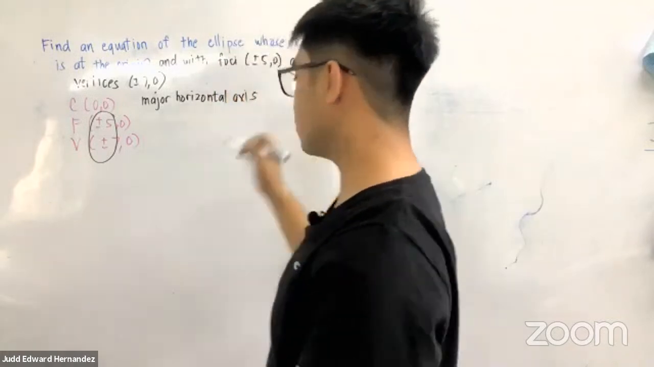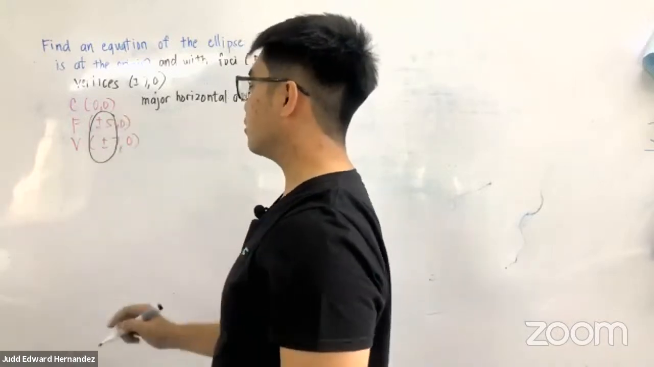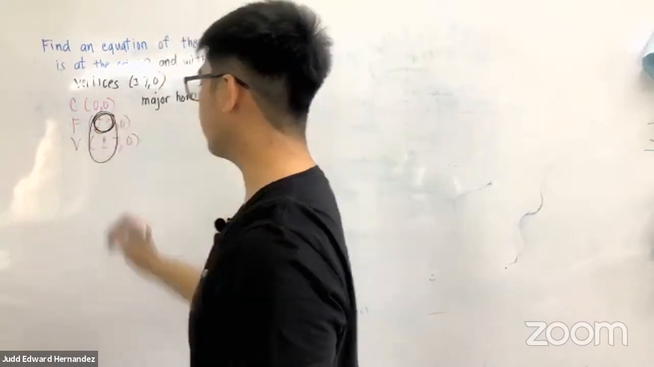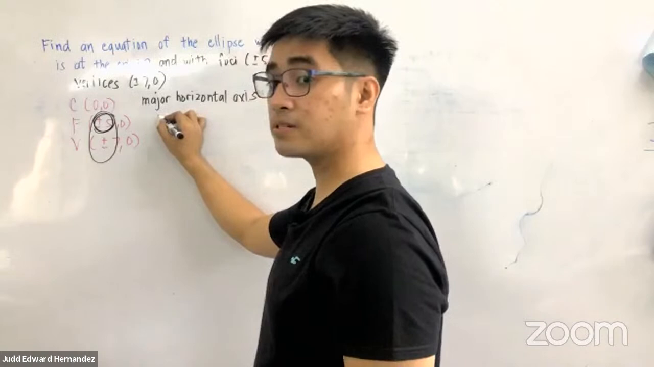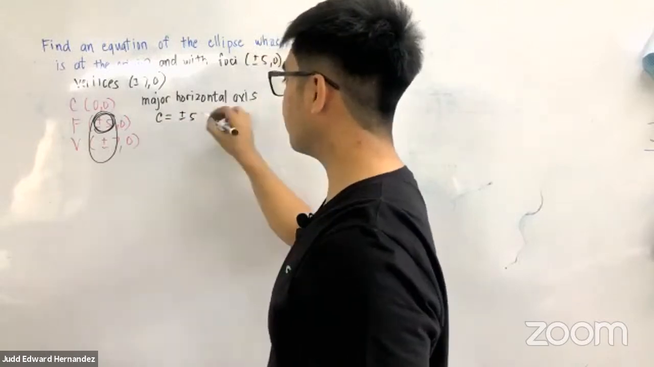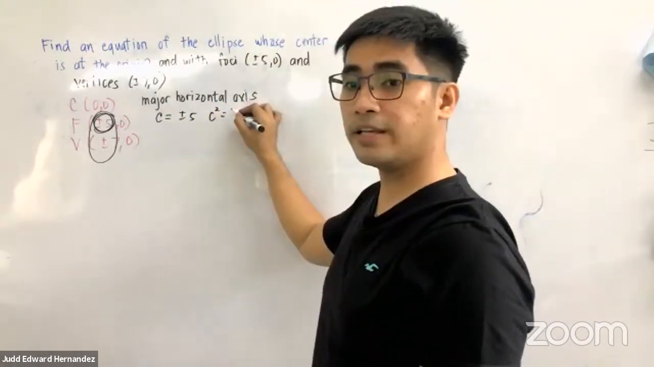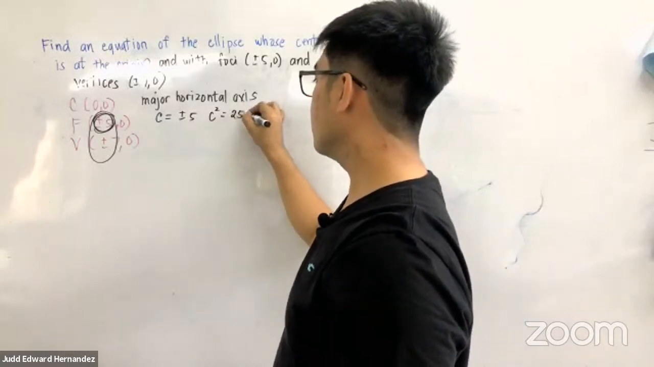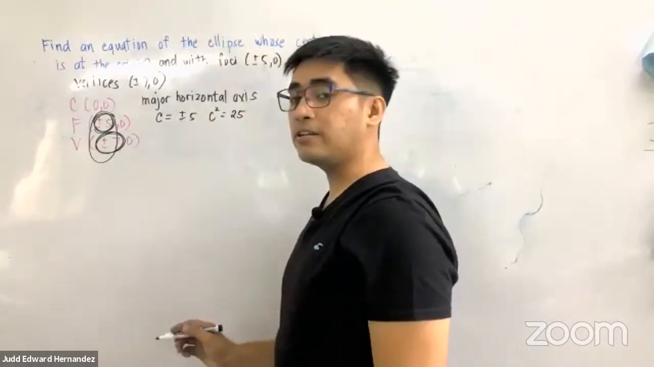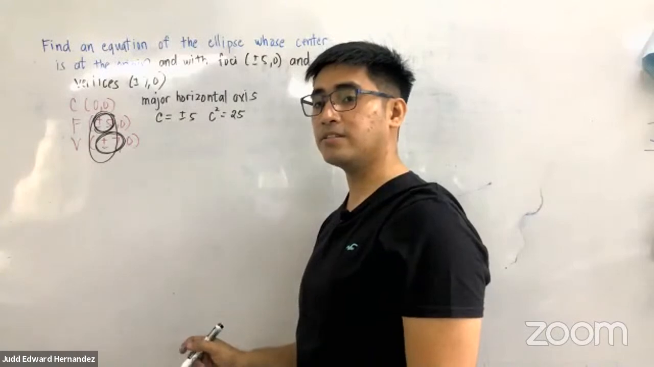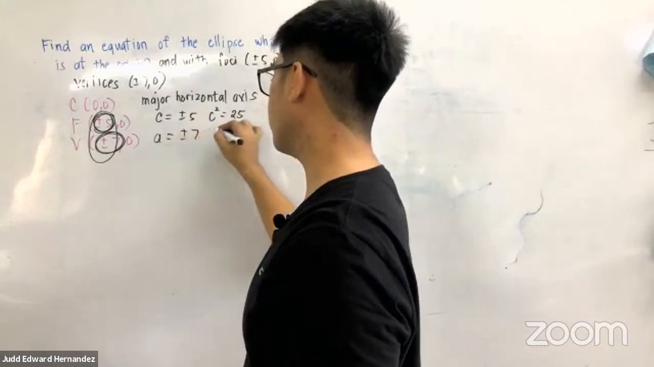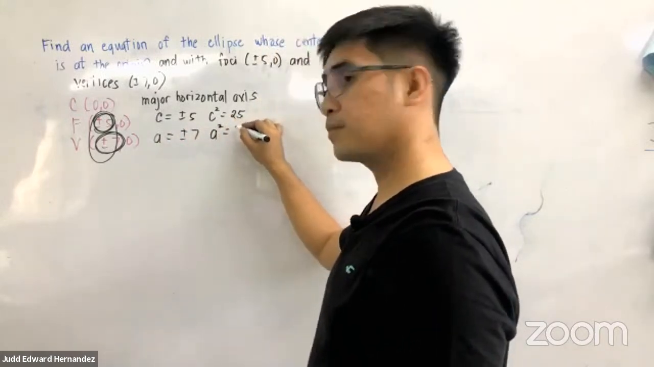Okay, so since this is major horizontal axis and the center is located at the origin, we could say na yung kapartner ni F ay ano si plus minus 5. What is plus minus 5? It becomes C. Very good. That is plus minus 5. Therefore, if that is C, what is our C squared? C squared is 25. Okay. Ano naman ngayon si plus minus 7? For the vertices, what is plus minus 7? A. Okay. A is plus minus 7. Therefore, A squared is equal to 49.